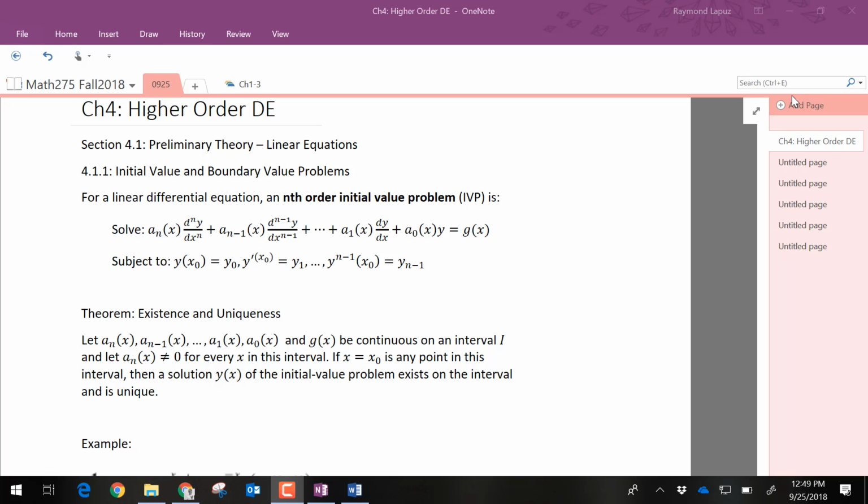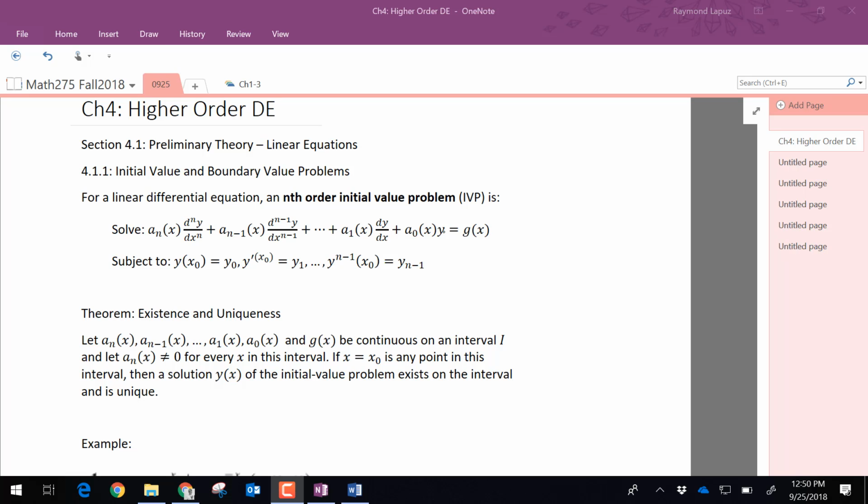nth order linear differential equations with initial conditions. So an initial value problem, an nth order initial value problem for a linear differential equation would look something like this, where we would have a function of x times the nth derivative of y with respect to x plus another function, and then we start counting the derivatives downward. And then we would include the function that we're looking for, the dependent variable y.